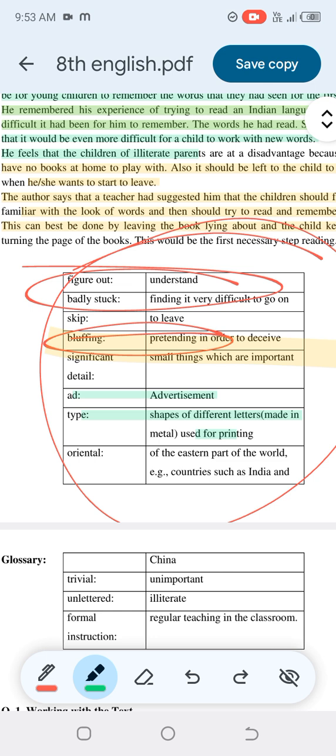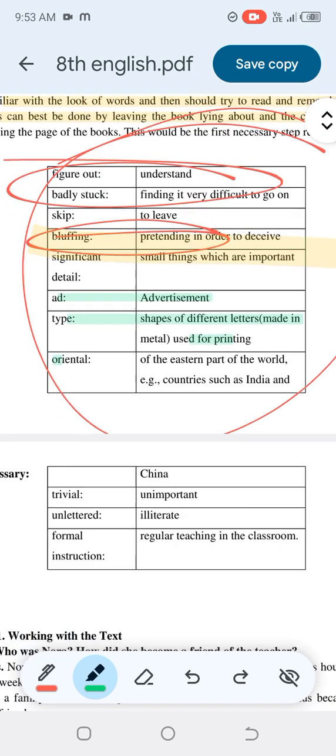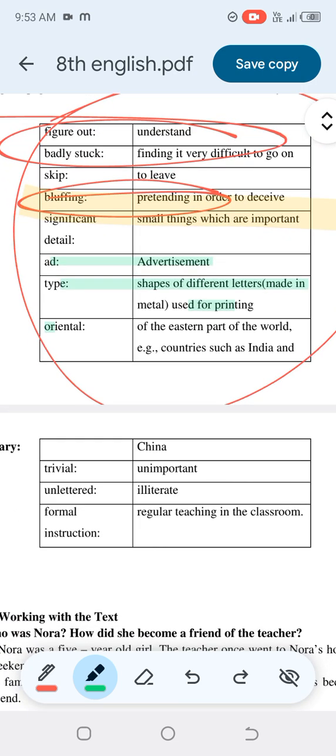Then is oriental, of the eastern part of the world. Example is countries such as India and China. Okay, then is tribal. After that is unlettered, means illiterate. Then is formal, means regular teaching in the classroom. Then is working with the text that we will do in the next video. Thank you.